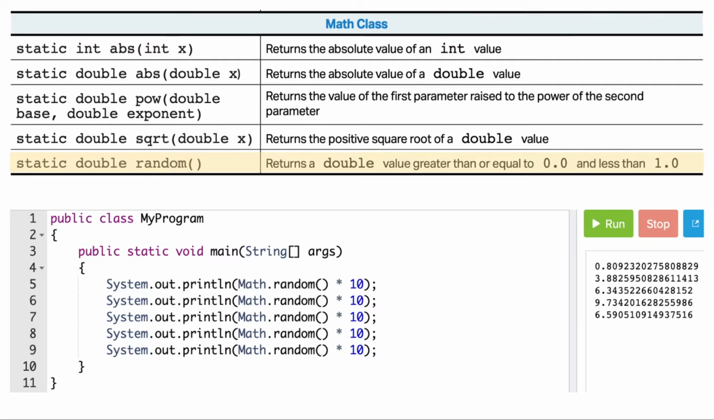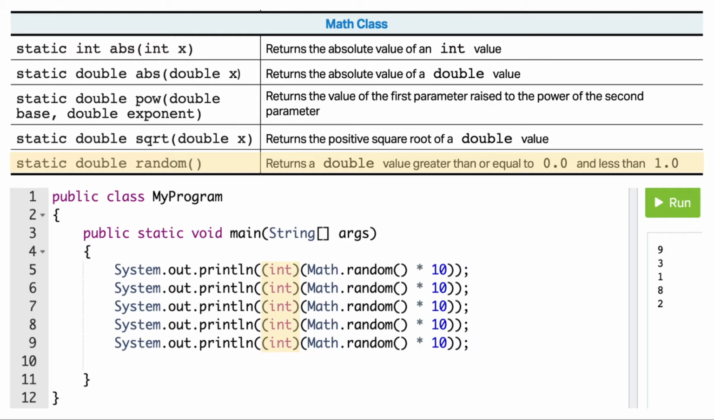Now what do you notice about the values that are returned? They are all double values greater than or equal to 0.0 and less than 10.0. Notice what happens when we cast to an integer. The values returned are all whole numbers from 0 to 10 exclusive, or in other words, 0 to 9.